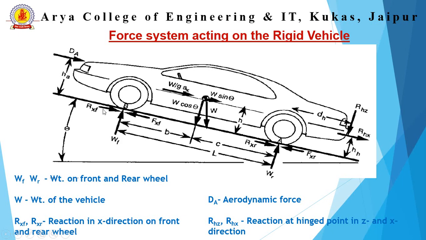Then we have the reaction due to the traction of the vehicle, called RX on the front wheel and RXR on the rear wheel. Then Fx is the frictional force in x direction on the front wheel, and Fxr is the frictional force on the rear wheel. Then if the vehicle is towing something, we have two components of forces, first in the vertical, downward direction, that is RHS, the reaction at the hinge point in Z direction.